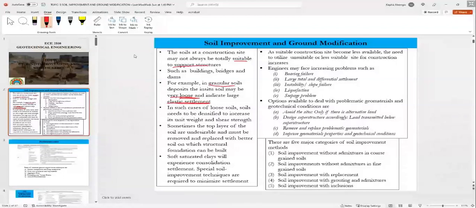Okay, and we also know that if they're loose, they need to be densified to increase the unit weight and shear strength. No. Consolidation is a different thing, Alfred. Consolidation occurs in fine-grained soil. We're talking about loose granular soil. Consolidation settlement will occur on saturated fine-grained soil.